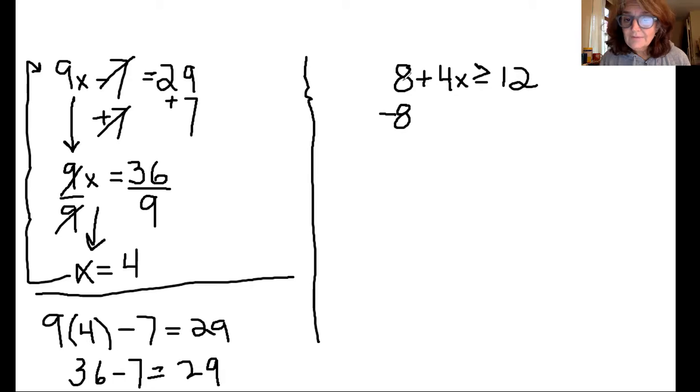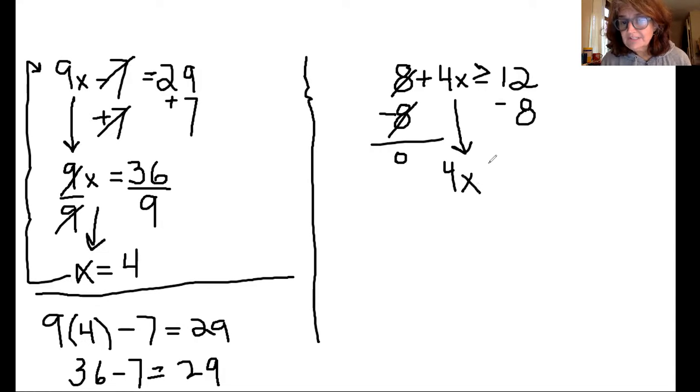But whatever we do on this side of the equation, we need to do on this side of the equation, okay? And there we have it. So 8 minus 8 is going to give us 0. This is going to go away. We're going to bring this down and we're going to have 4x. And we're going to bring down our sign, greater than or equal to, and 12 minus 8 is actually 4.